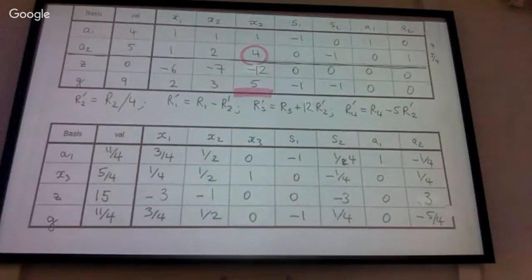Okay, any more objections? Okay, have we finished this then? Finished the minimization or not? No? There's still positive values in the G. So which element shall we take as the pivot element now? Okay. The largest one is 3/4. The ratios are 11/3 and 5. 11/3 is less than 5, I think. So this is going to be the pivot element.